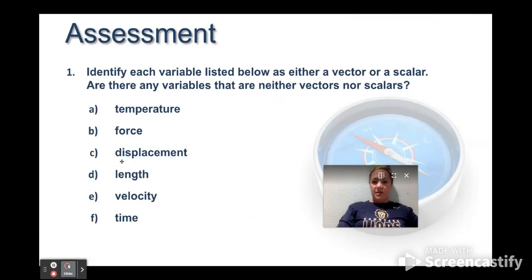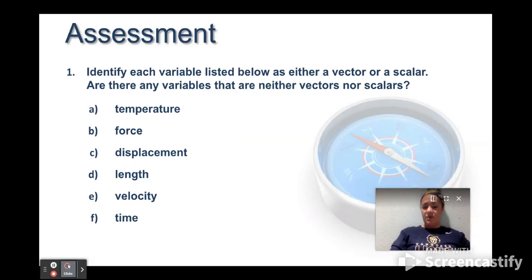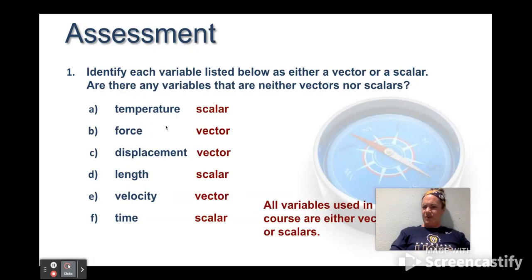And then this is going to go back to this assessment piece that we started at the beginning of this presentation. I told you you should be able to identify each variable listed below as either a vector or a scalar, and whether there are any variables that are neither vectors nor scalars. So temperature is scalar. Force is a vector. Displacement is a vector. Force has direction. Displacement has direction. Length, just a scalar, because we're not saying which side you need to start from. Velocity is a vector, it has direction, but time is a scalar.